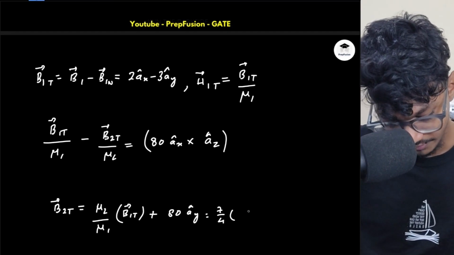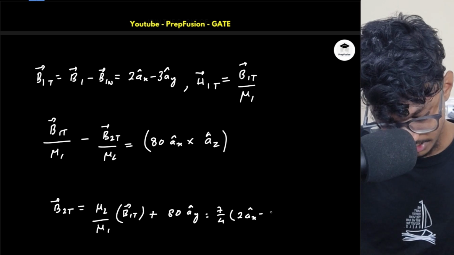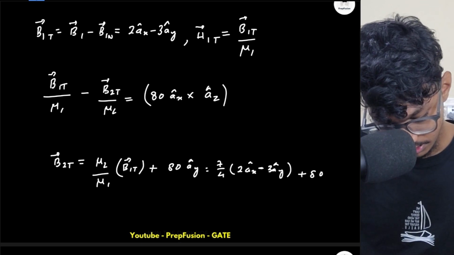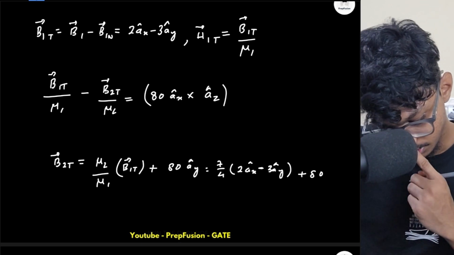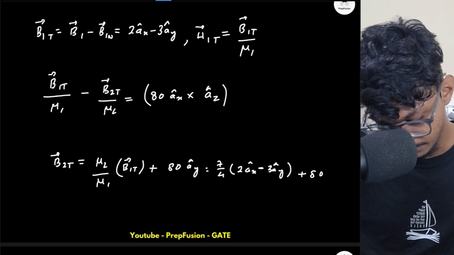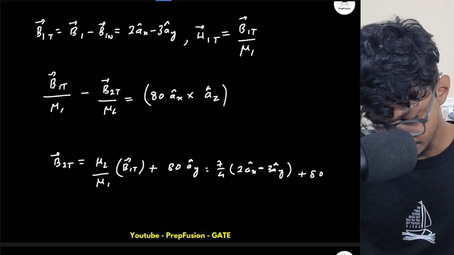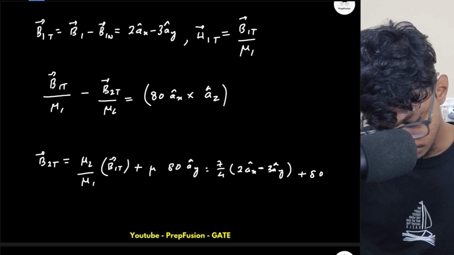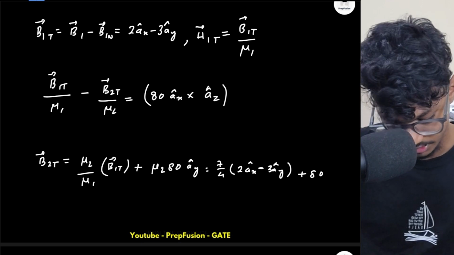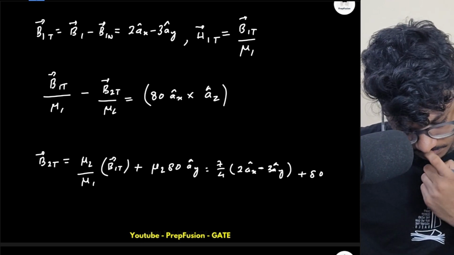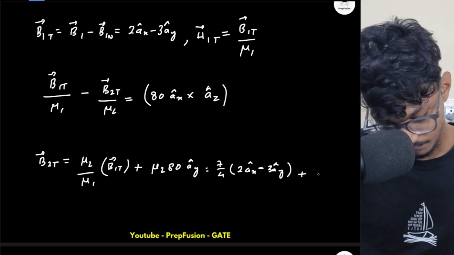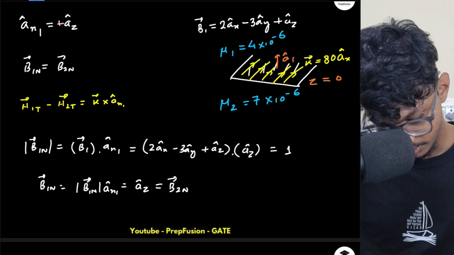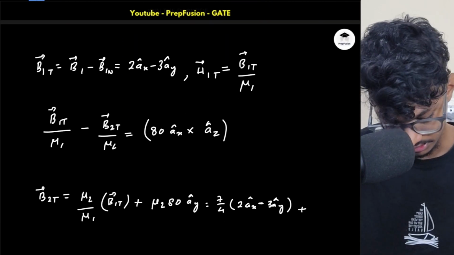And what is V1T? V1T I have just written. It is 2ax minus 3ay plus, okay, one thing I forgot is that if I multiply mu2 on both sides, this also will get multiplied by mu2. This one I missed. So this also will be mu2 times this. Mu2 is simply 7 into 10 raised to power minus 6, and this anyways is 10 raised to power minus 3 actually.